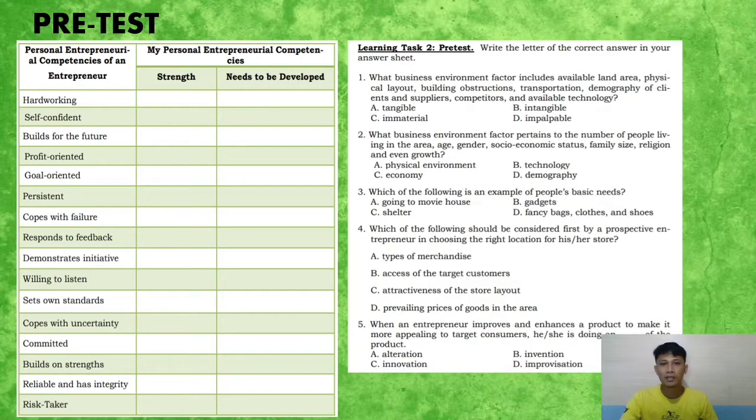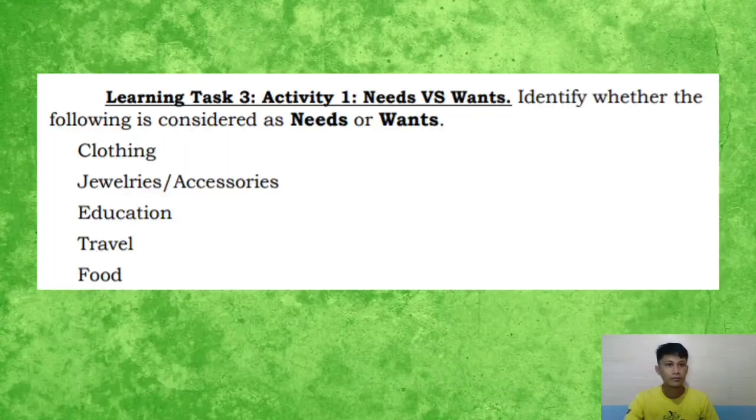So, second one, this one, learning task 2, which is under pa rin ng pretest. So, multiple choices pa rin, 5 items. No need to copy the questions, only the answer. Okay? Next, activity. Learning task 3, activity 1, needs versus wants.